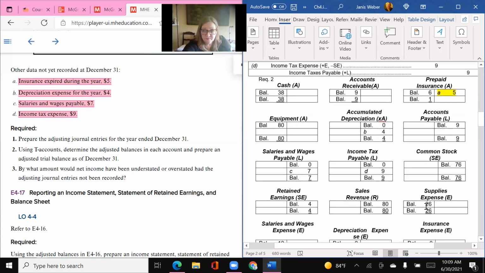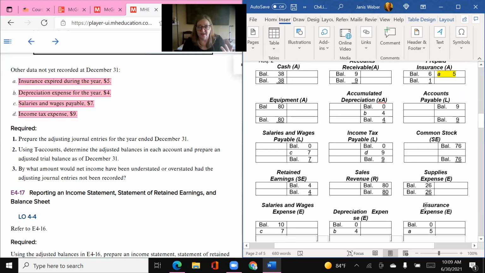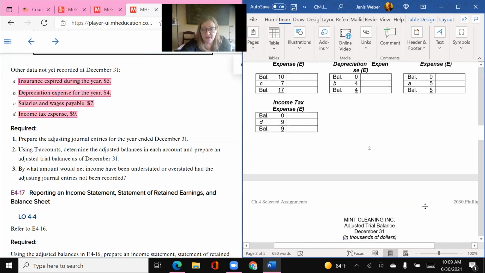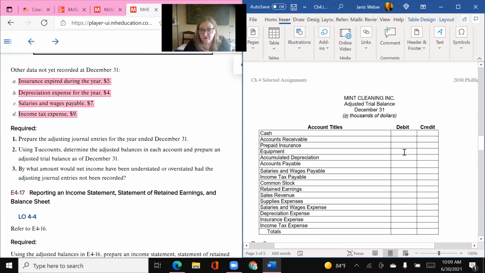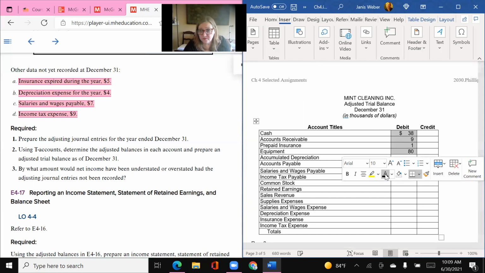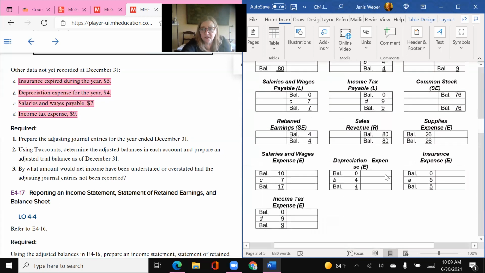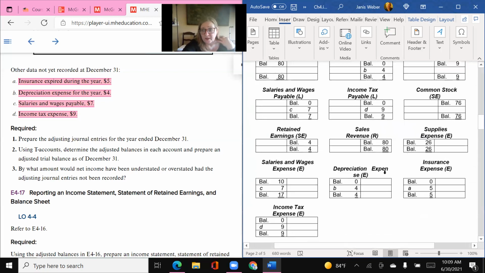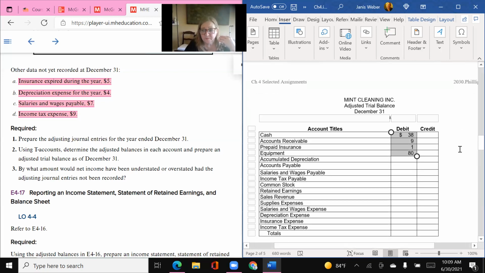So you see cash has a debit of 38, accounts receivable a debit of 9, prepaid insurance a debit of 1, equipment a debit of 80. That's all of the debit accounts for assets. So we'll take those numbers I just mentioned. Then going back up, accumulated depreciation has a credit balance of 4, and accounts payable has a credit balance of 9.